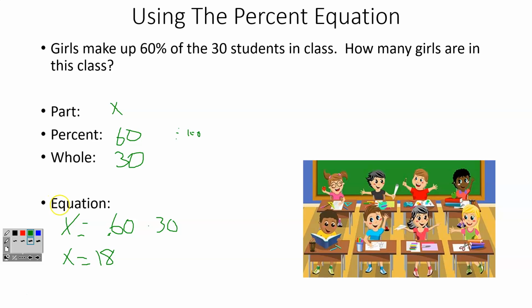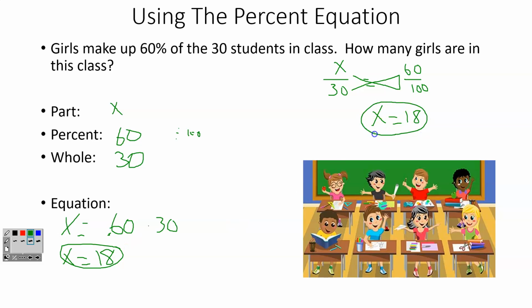So this is the new way. The old way would be to set it up as the is over of equals percent over 100. The is, that's my part, that's my x, over the of, which is the whole, equals my percent, which was 60, over 100. I multiply numbers that are diagonal, and then I divide by the remaining number to get my x. And when I do that, I get an answer of x equals 18. So I get the exact same answer regardless of which way I do it. So that's a good way to check your work, is to do it both ways.